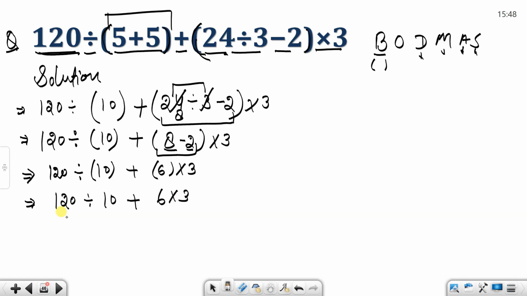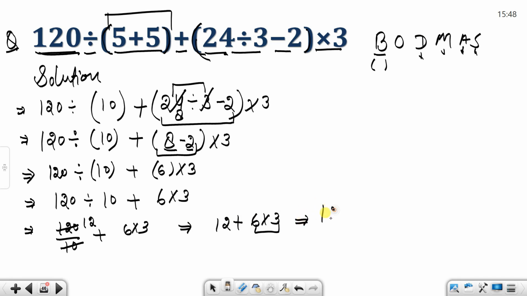And first we'll solve the division. So 120 divided by 10 plus 6 times 3. 120 divided by 10 will be 12. Now 12 plus 6 times 3. 6 times 3 will be 18, so 12 plus 18. 12 plus 18 equals 30. This is the right answer.